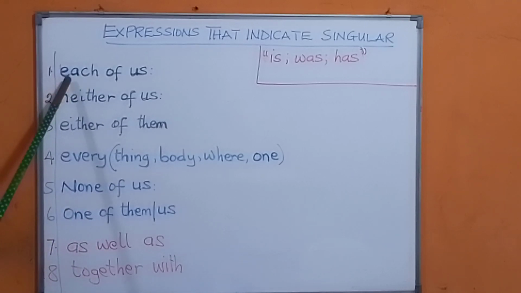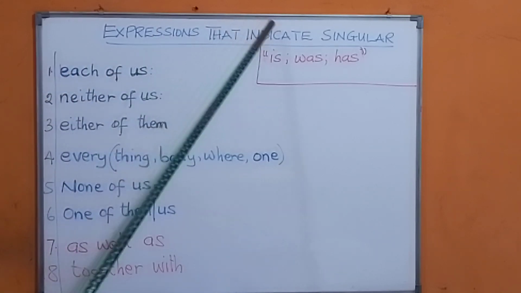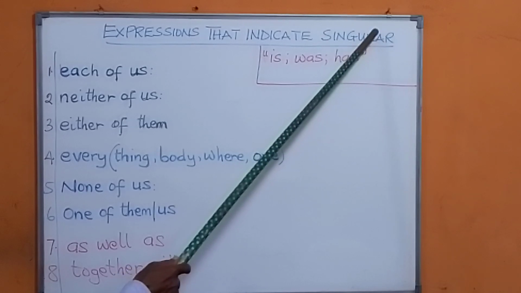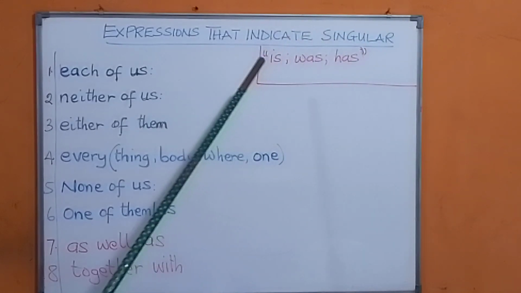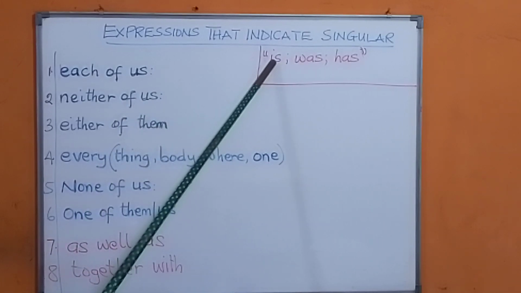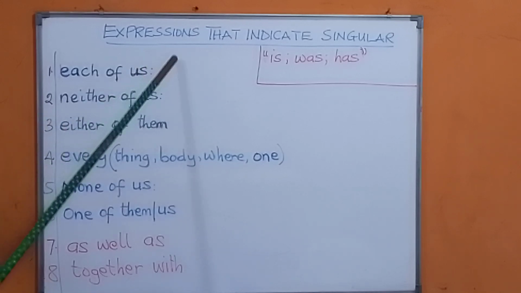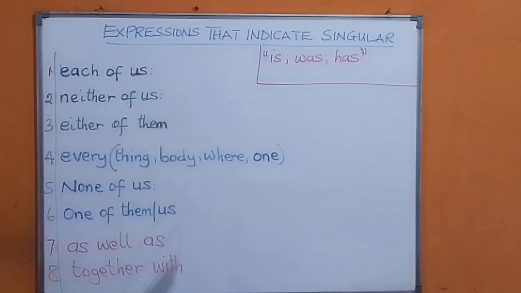Now, if you look at number one, you have each of us. We're saying expressions that may indicate singular. You have to be careful the way you use them, so that you will be able to match them with is, was, or has. If you see each of us, you're going to use a singular verb. The verb will be singular.